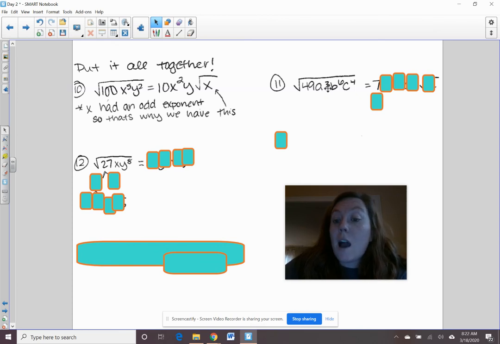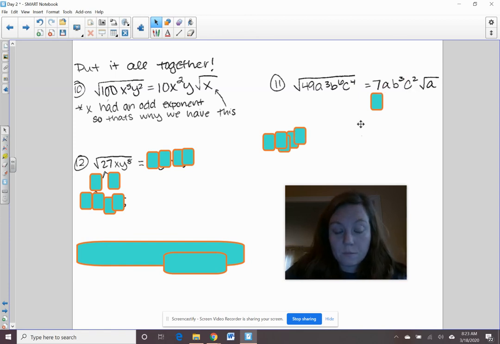A to the third is odd, so I'm going to take half, that's 1.5, so it's a to the first, or just a. But since it's odd, I'm going to have it left over in the variable. Okay. Then we have b to the sixth. We like it because it's even, so it's just going to be b to the third. C to the fourth, again, even. And that's my final answer.